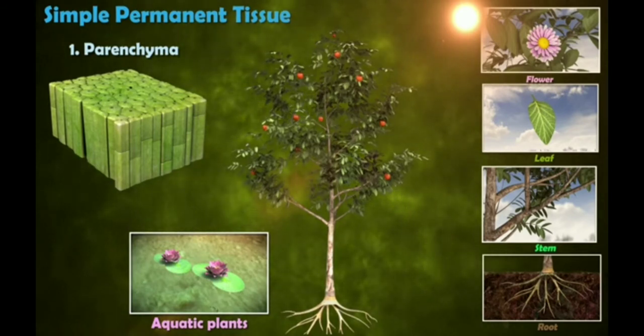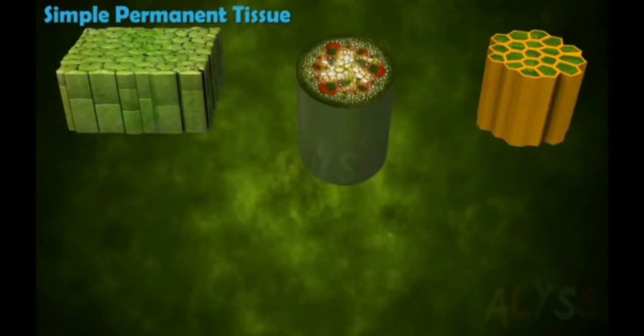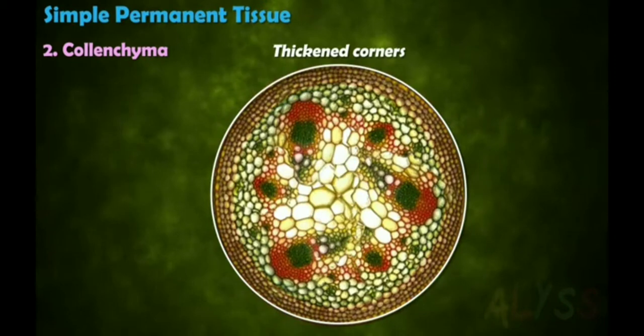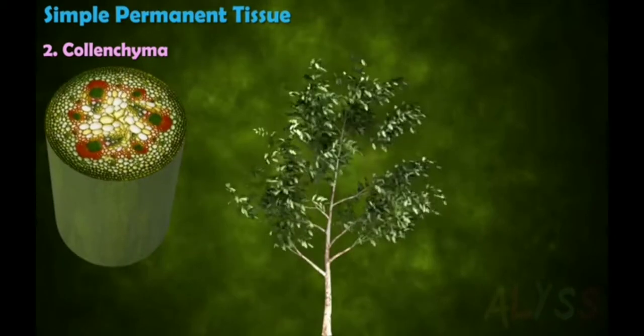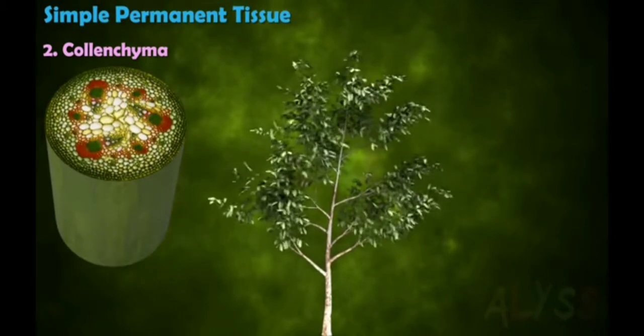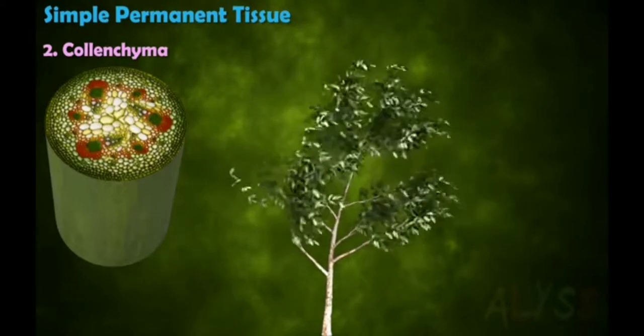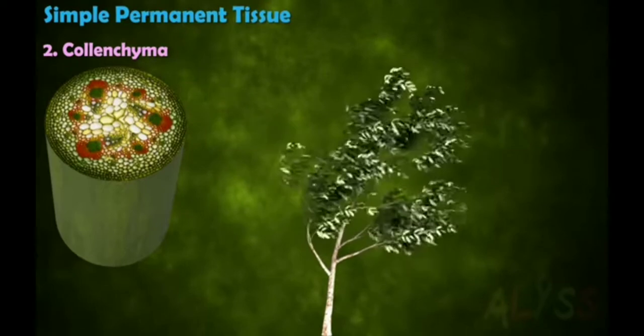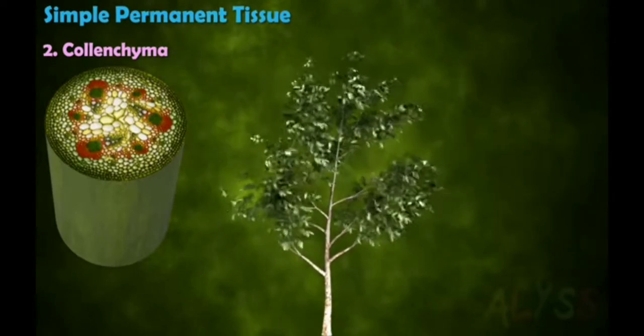The second one is collenchyma. They are polygonal cells with thickened corners. They provide flexibility to plants so that parts can bend without breaking. For instance, they are at the petiole, leaf stalk, etc.